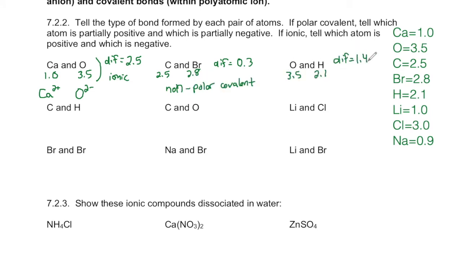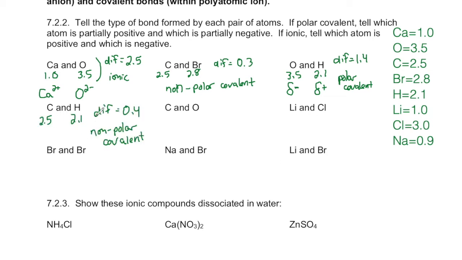Oxygen and hydrogen have a significant difference. They will share the electrons, but rather unevenly. Oxygen is going to have the electrons more of the time. That's going to be partially negative near the oxygen and partially positive near the hydrogen because it's getting its electrons pulled away from it more. Carbon and hydrogen have a very small difference, so they are pretty even sharing. It's a nonpolar covalent bond.